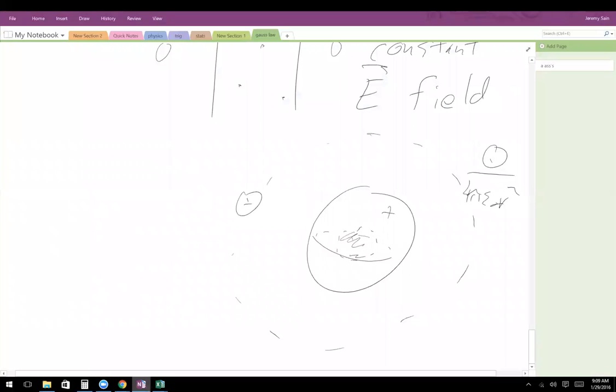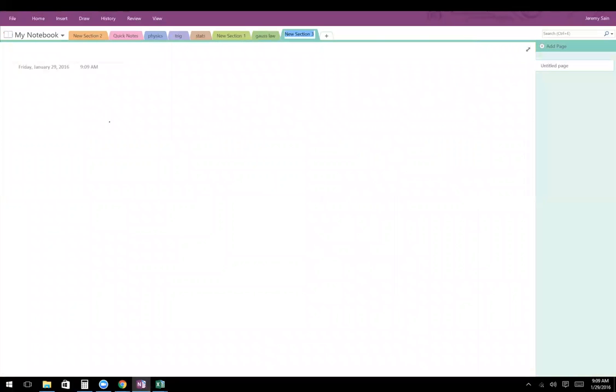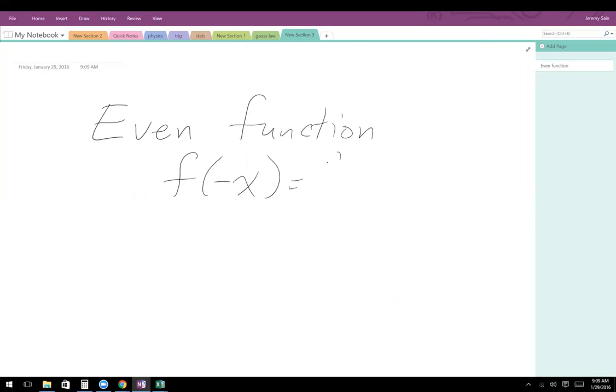Maybe I should pull up my little note and talk about that a second. It won't take very long. Even function. So if f of negative x equals f of x, then that's called even.